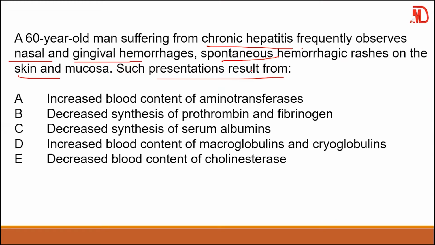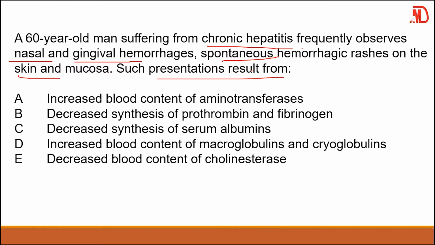And of course, when it comes to hemorrhages, what comes to mind is our coagulation factors. And these factors are synthesized and released from the liver. So if we have a chronic problem in the liver, it means these substances cannot be produced, or their production will be hindered.